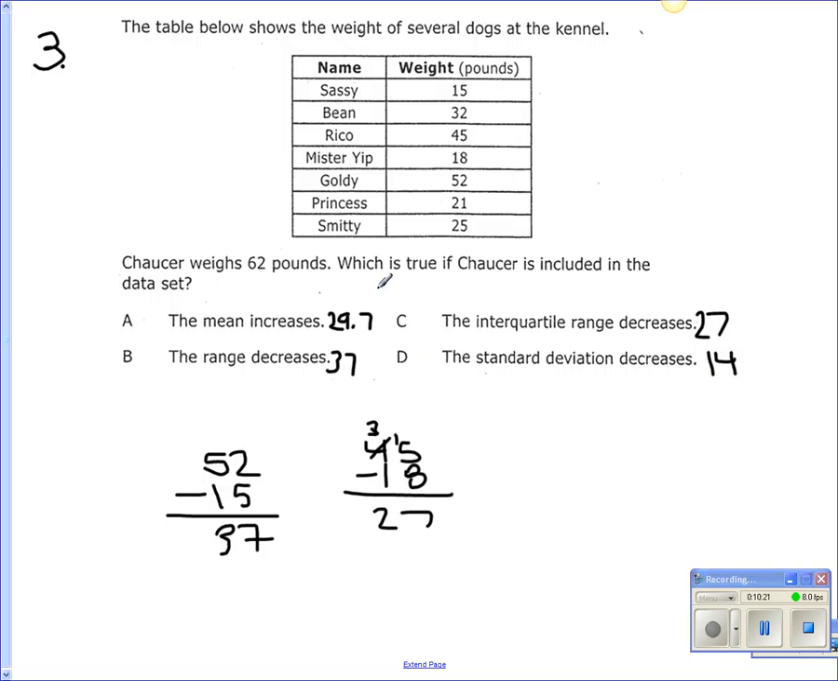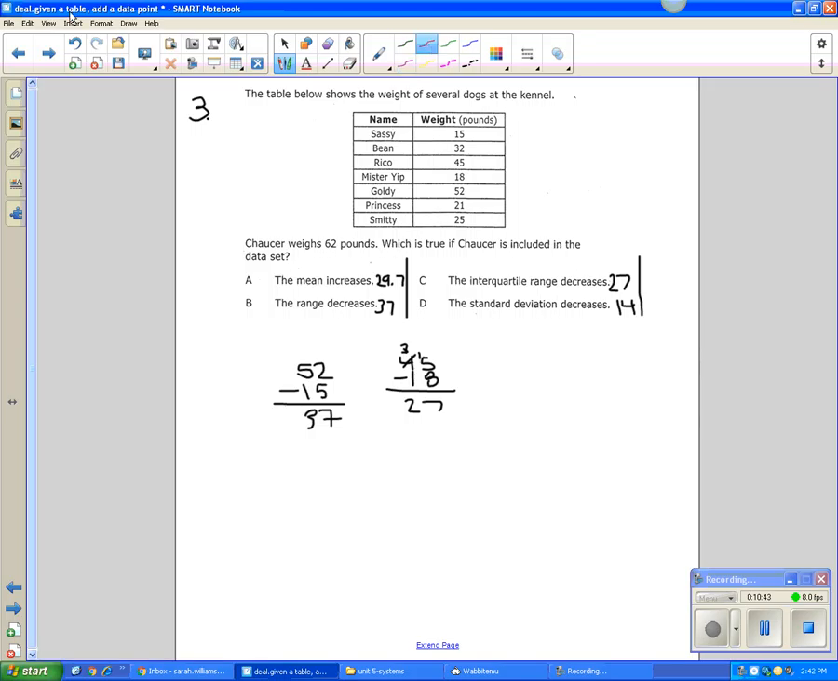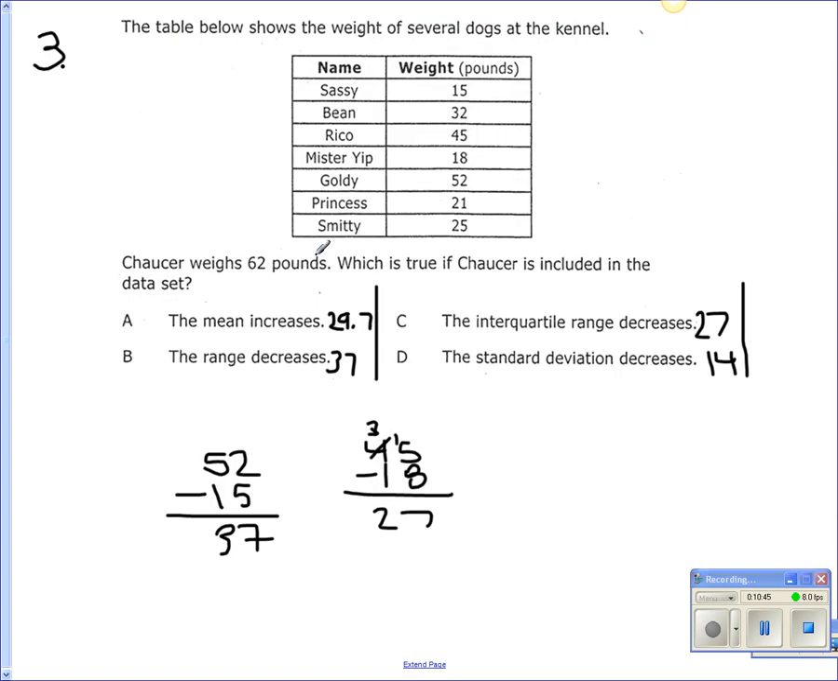Okay. All right, so now let's go in and put in 62. So hit stat again, go to edit, and you're going to go down to the bottom of your list and type in 62, stat calc, first one, enter, enter, enter. All right, so the new mean, x with the bar on top, is 33.75. So the mean increased. Okay, so A is your answer.